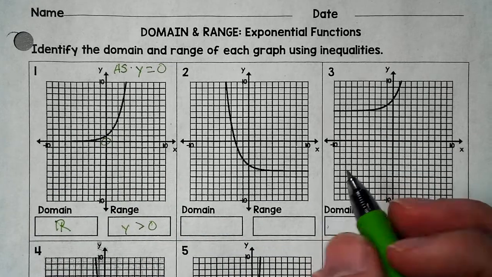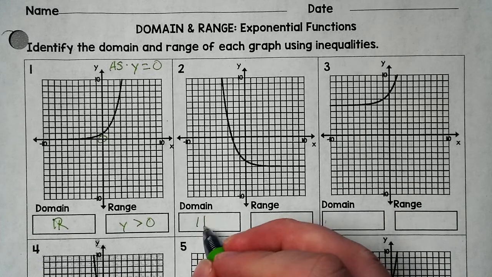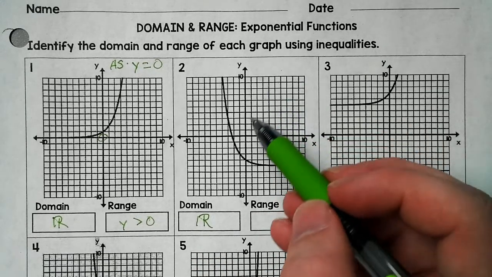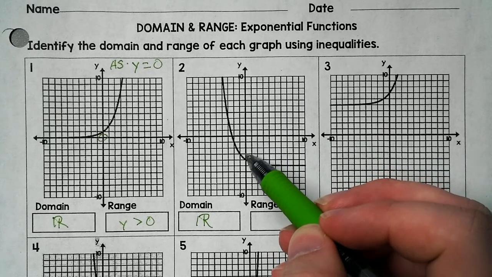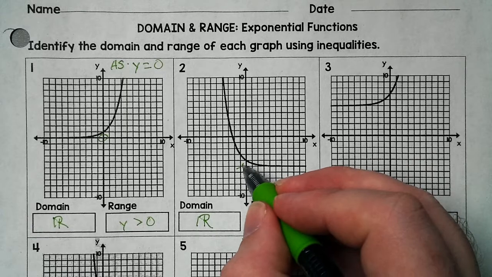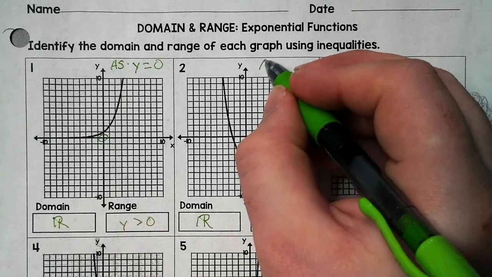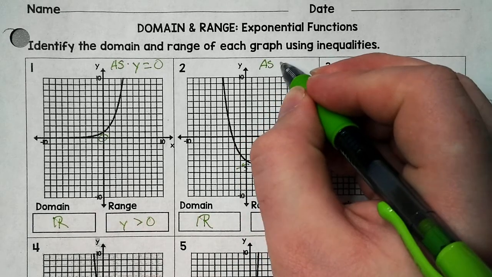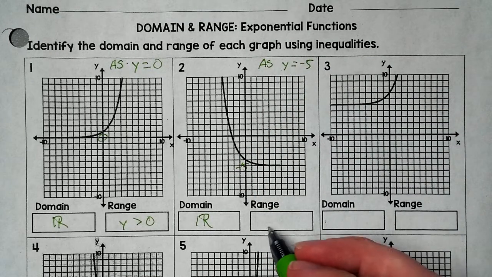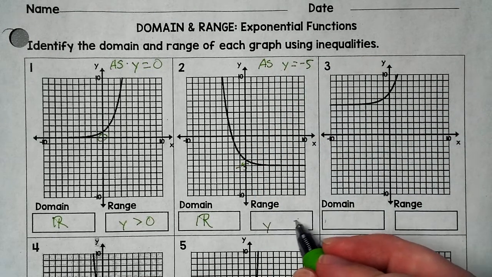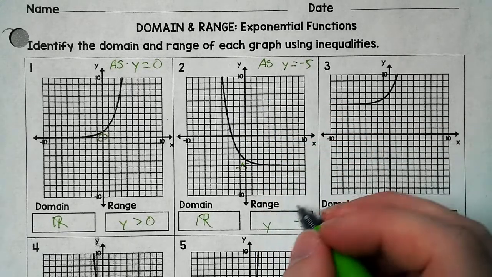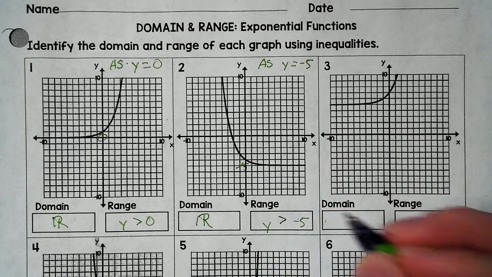All right, number 2, our domain, all real numbers. Our range, well, I look, 1, 2, 3, 4, 5. So that would be at -5. So our asymptote is at y equals -5. So we're comparing our range, y to -5. And this time it looks like they're above, so these are going to be greater than -5.